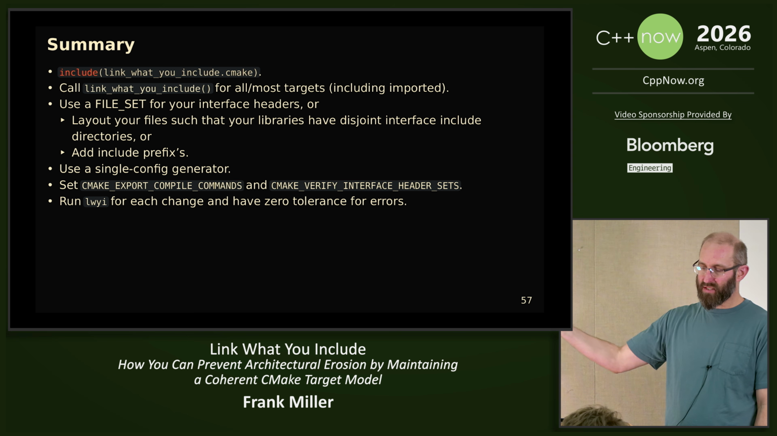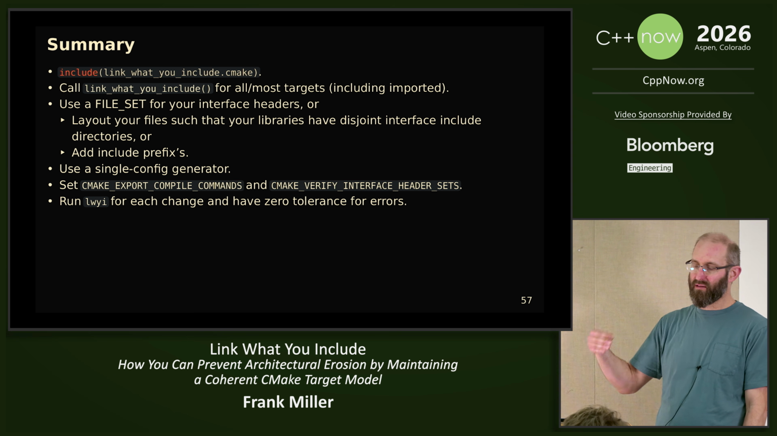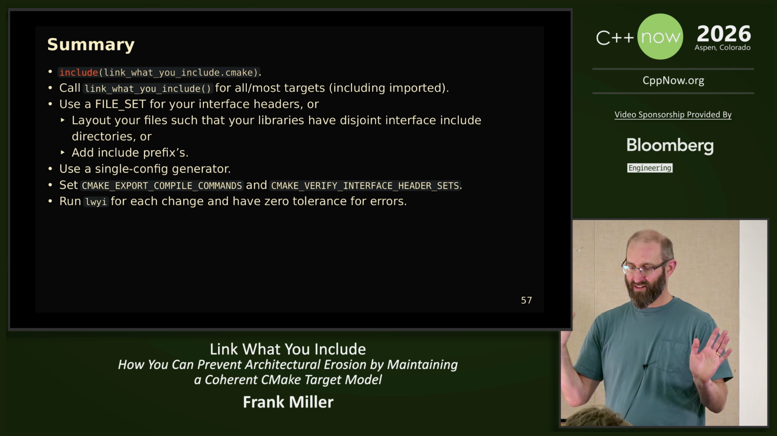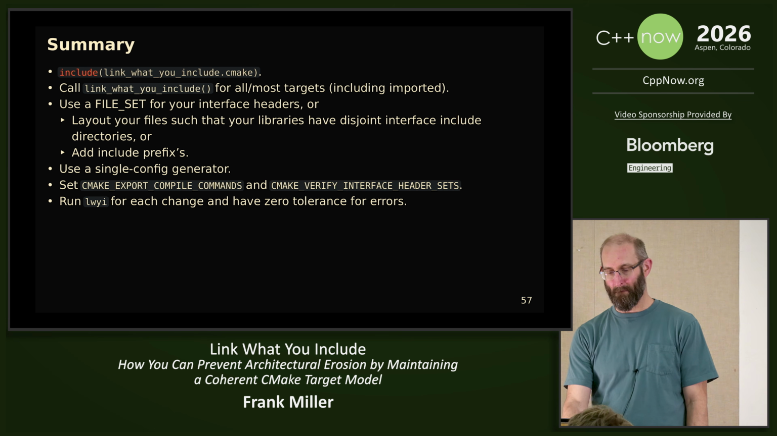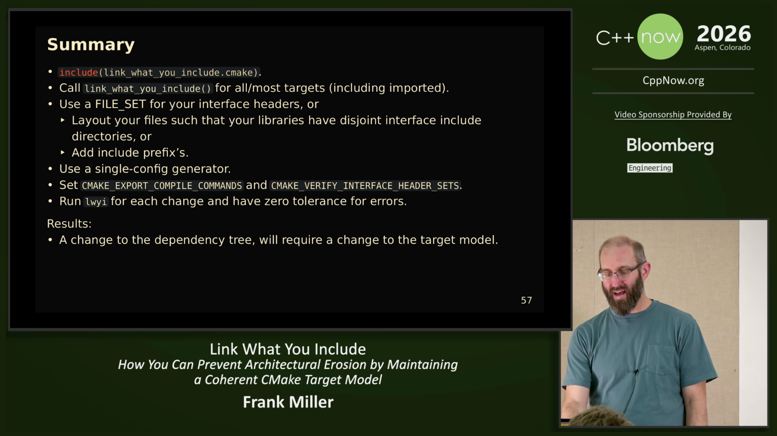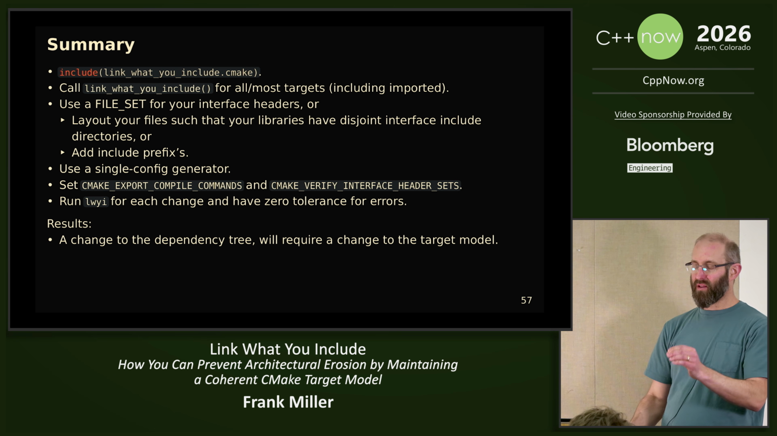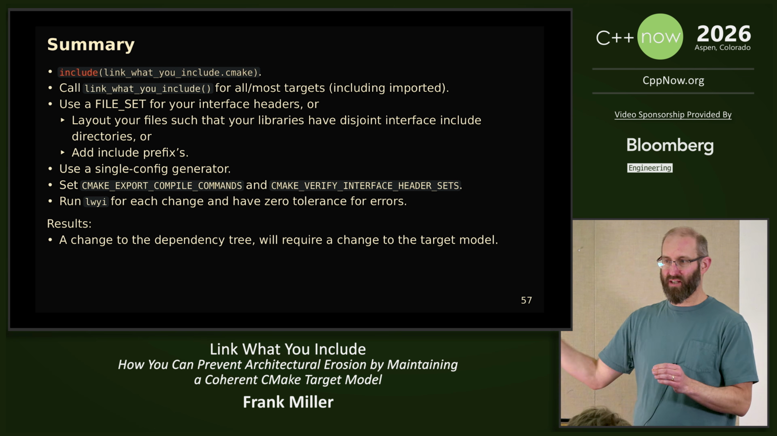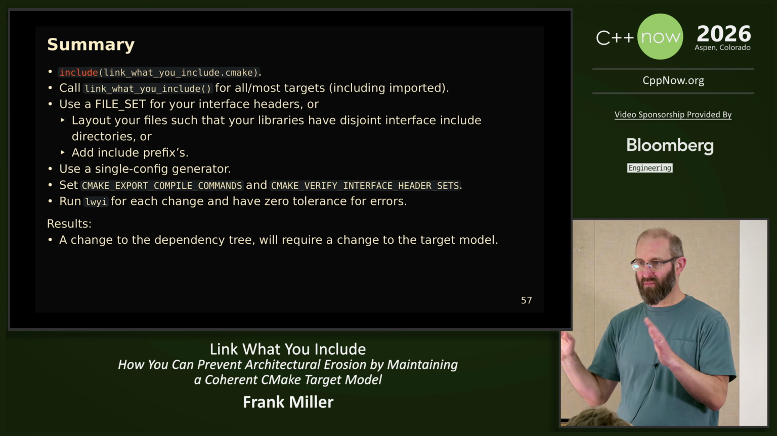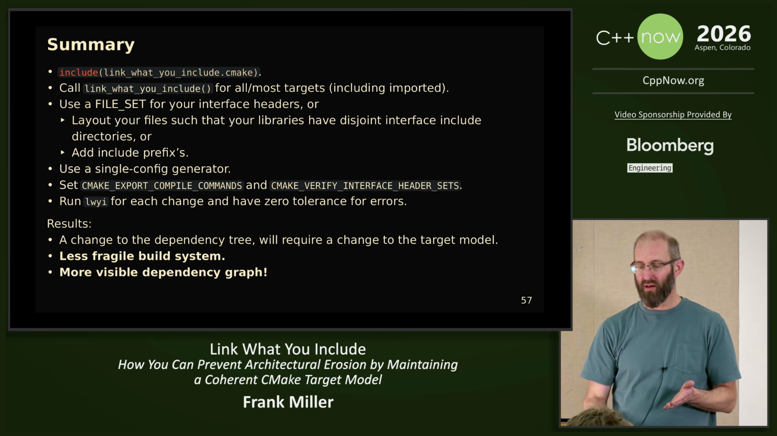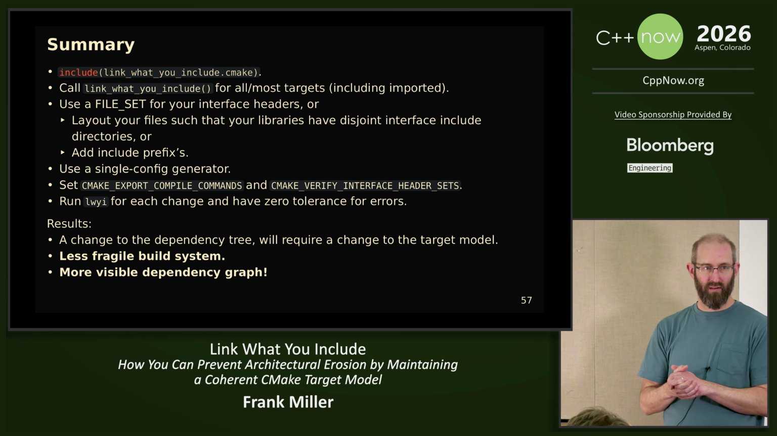Okay, yeah, you got to set export compile commands. Set verify interface header sets, and then run link which you include for every change and have 0 tolerance for errors. That's my summary. And if you do all that, the results are that when you change the dependency tree, you're going to be required to change the target model. There's no more accidental dependencies, right? And that means a less fragile build system and a more visible dependency graph.